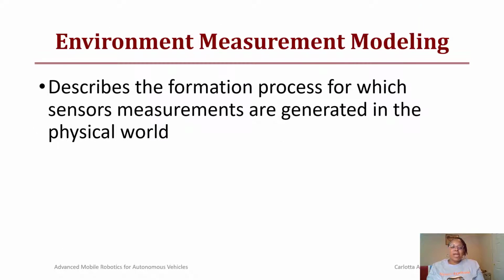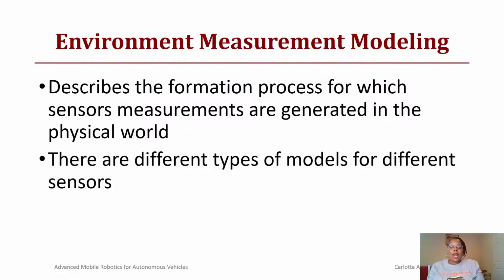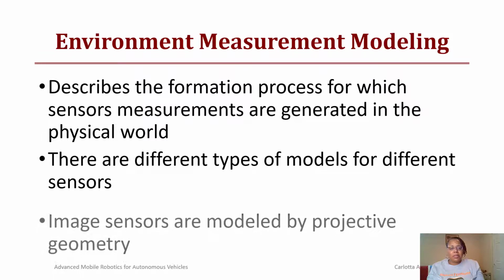So for environment measurement modeling, you want to describe a process for using the sensor data, the sensor measurements you can find around the world, whether it's measuring a landmark or measuring a person, but we want to be able to use that information to determine what happens next with our robot. So first of all, there are different types of models for different types of sensors. And we all know that a robot's intelligence is tied to the number and the diversity and variety of its sensors. And obviously different types of sensors would have a different type of model.